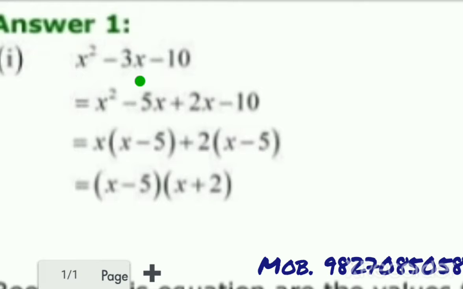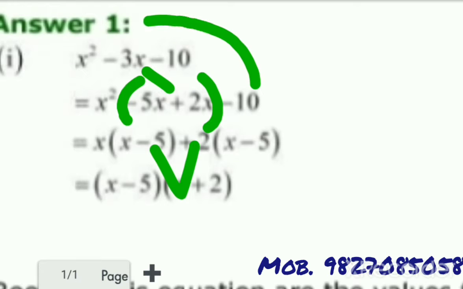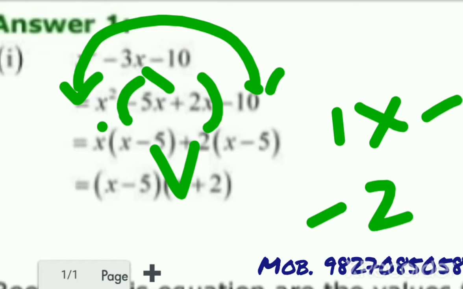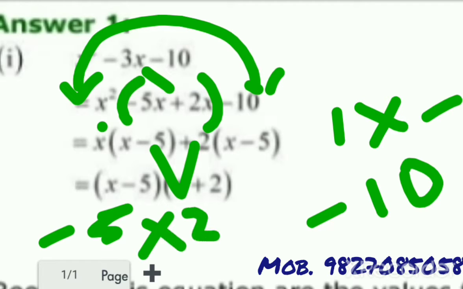factorize this term. So we can write easily minus 3 as minus 5x plus 2x. The middle term is minus 3, and when we multiply both, we get first number into third number. Here the first number is 1 and the third number is minus 10. So when we multiply, we get minus 10. And here minus 5 and plus 2, minus 5x plus 2x is equal to minus 3, and minus 5 into 2 is equal to minus 10.